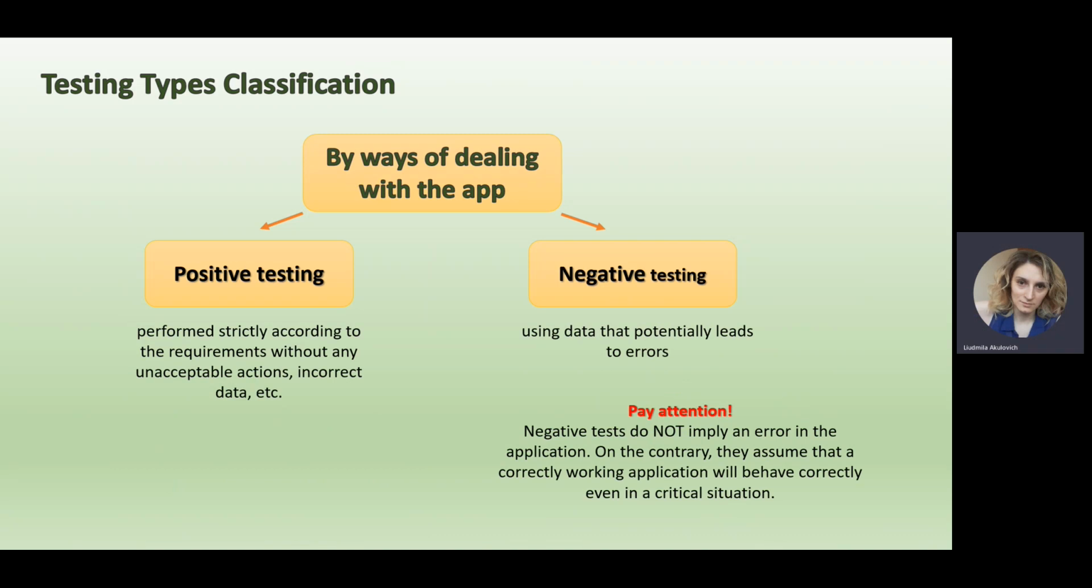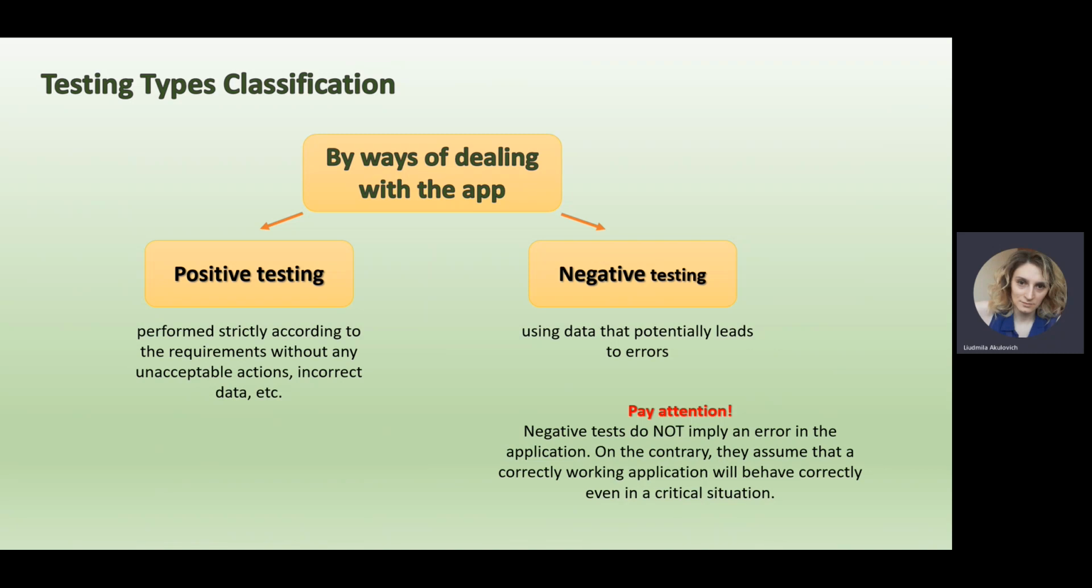Next, the testing types classification is by the ways of dealing with the application. So it can be positive testing or negative testing. If you are, as a tester, performing positive testing, it means that you perform it strictly according to the requirements, without any unacceptable actions, without trying to input any incorrect data, and so on. So if you've got a field that accepts from 1 to 5 symbols, you will insert exactly from 1 to 5 symbols in this range.